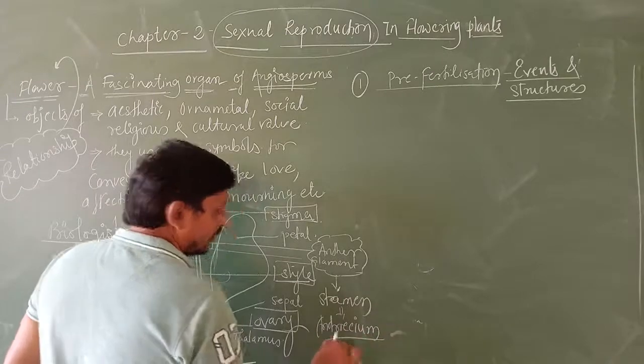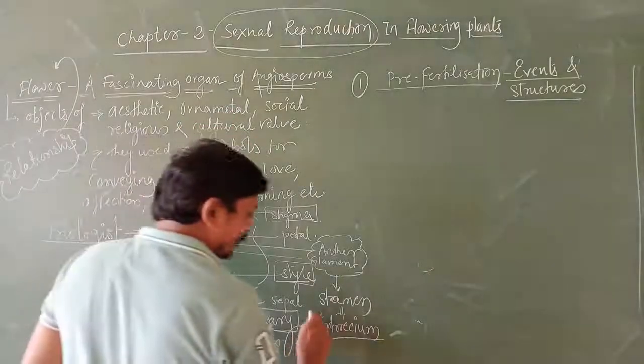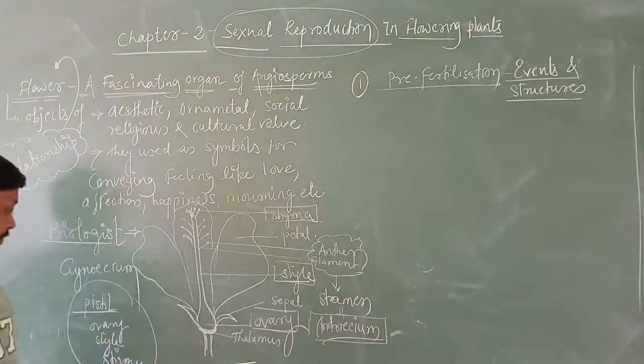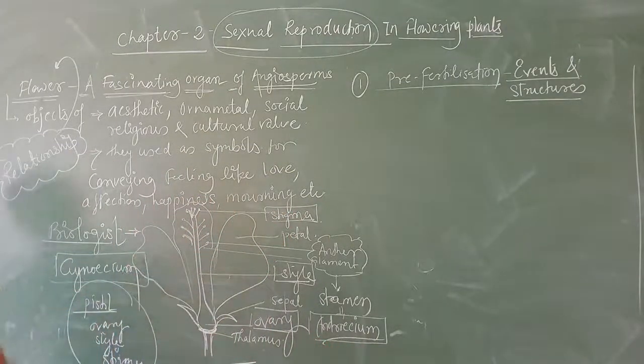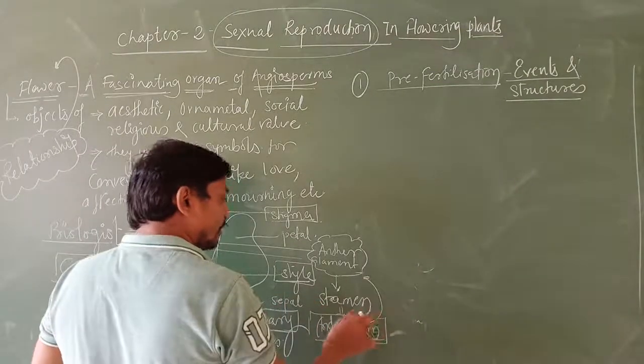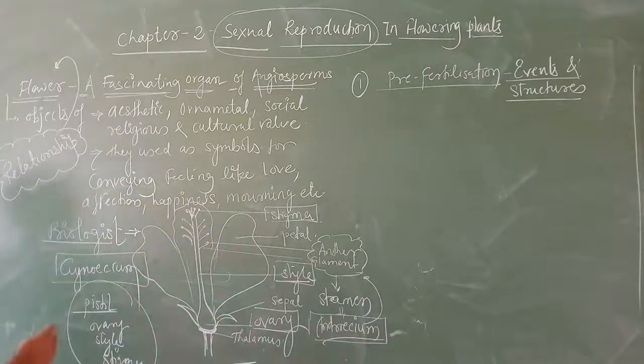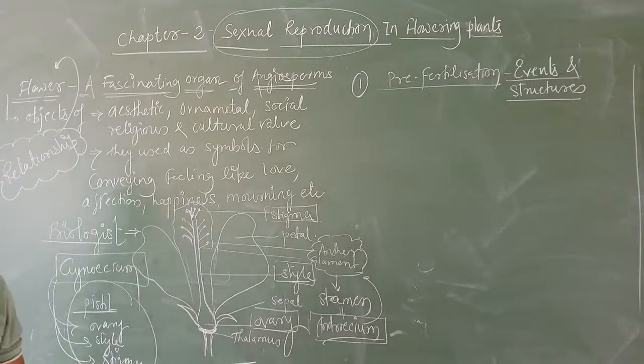Okay, so these are the things we are going to develop. Now here we are going to study the pre-fertilization events, in the sense formation of androecium in a male, formation of gynoecium in a female, and the structures of these. In the sense the stamen, anther and filament, in detail we are going to study here. And in gynoecium we are going to study the ovary, style and stigma. These all come under the pre-fertilization events and structures.